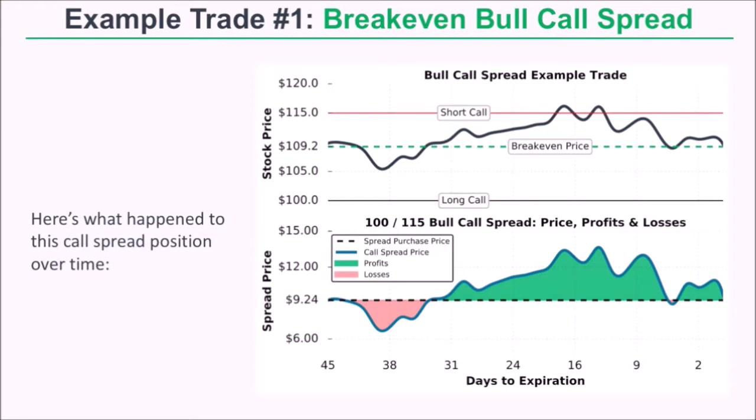Now keep in mind that the trader who owned the spread could have locked in profits early when the stock price was trading above the short call strike price, and to close a bull call spread before expiration, all you have to do is sell the long call and buy back the short call in the same transaction.